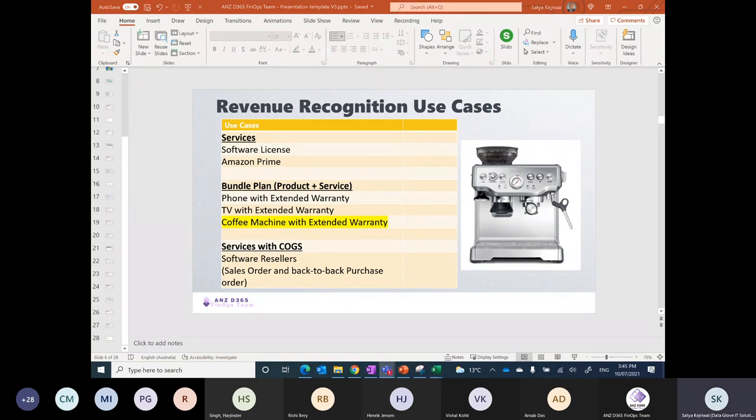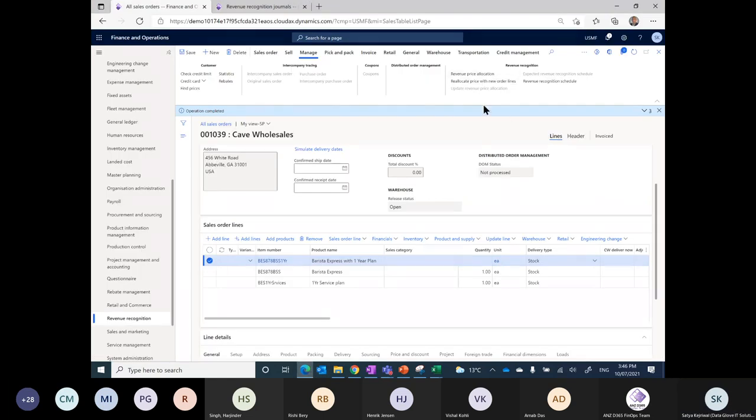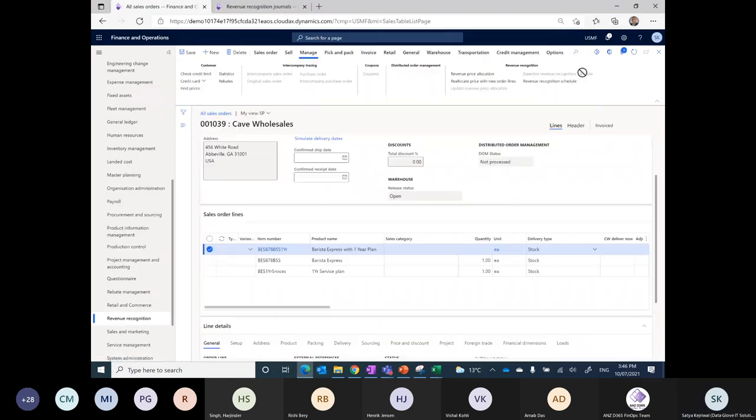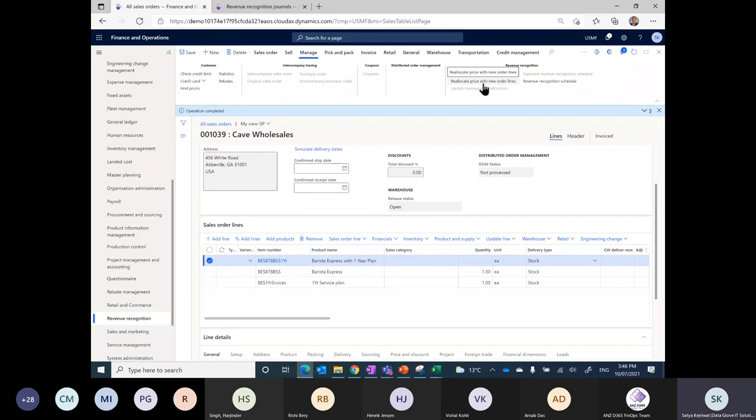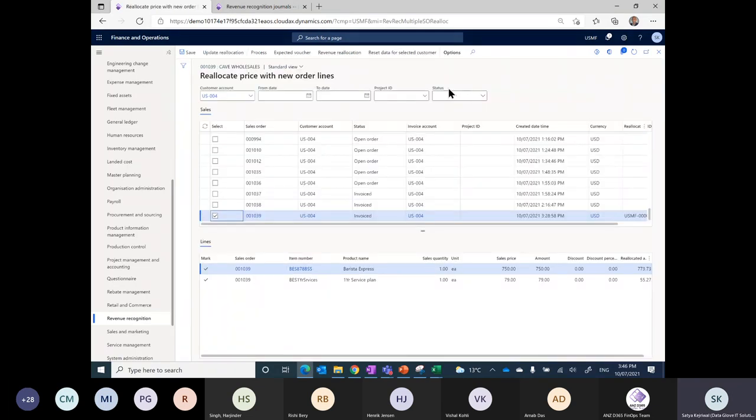Pankaj, there is an option to update the contract where you can retract the remaining schedule to 1 or 0 month if there is a cancellation kind of scenario. Yeah, that's a good point, Pankaj. I'm not sure if that can be linked to the return order, though. You're right. You can update from the schedule itself. Reallocate price with new order lines. I think this option can be used to some extent.